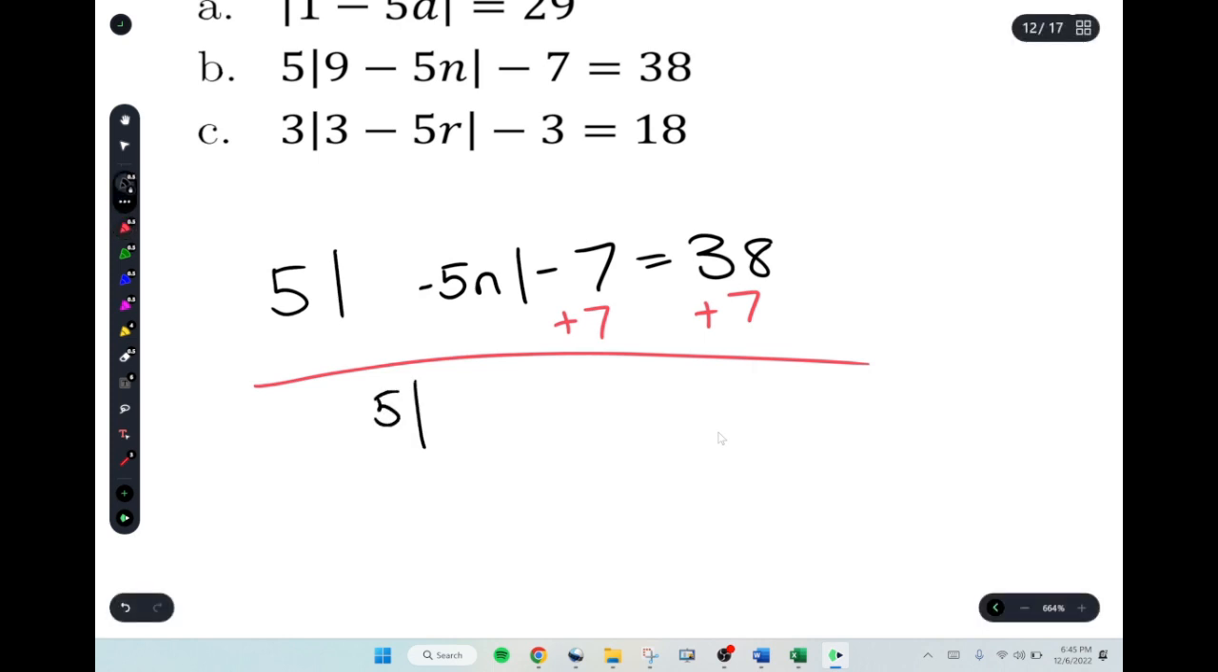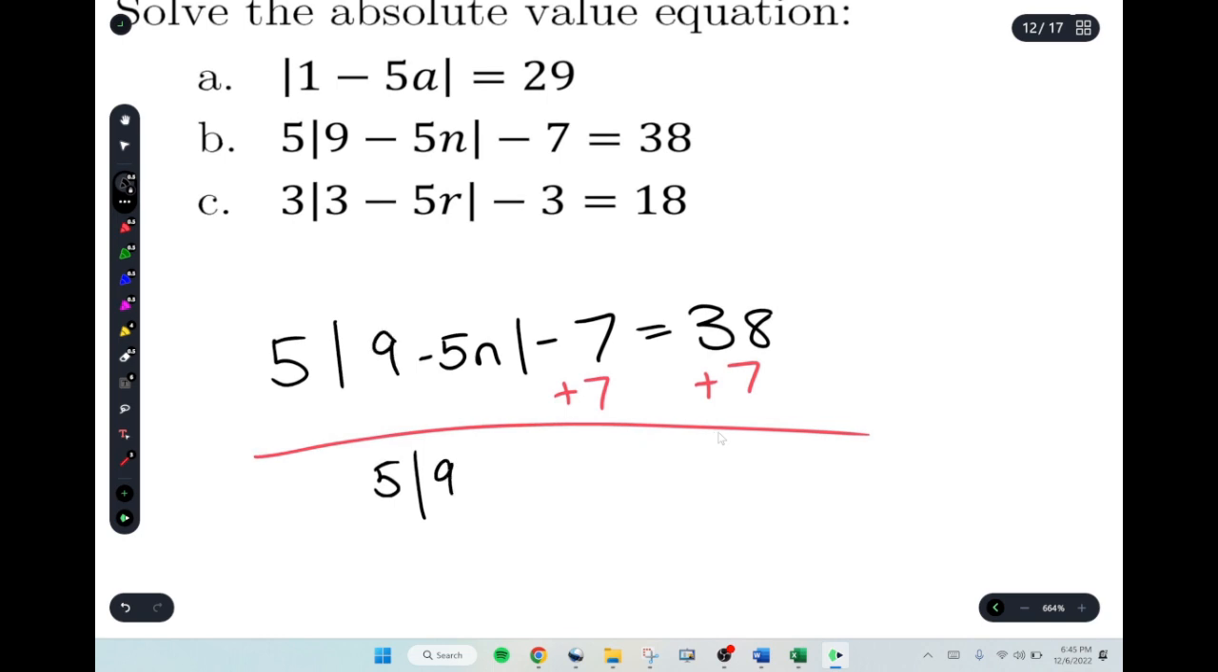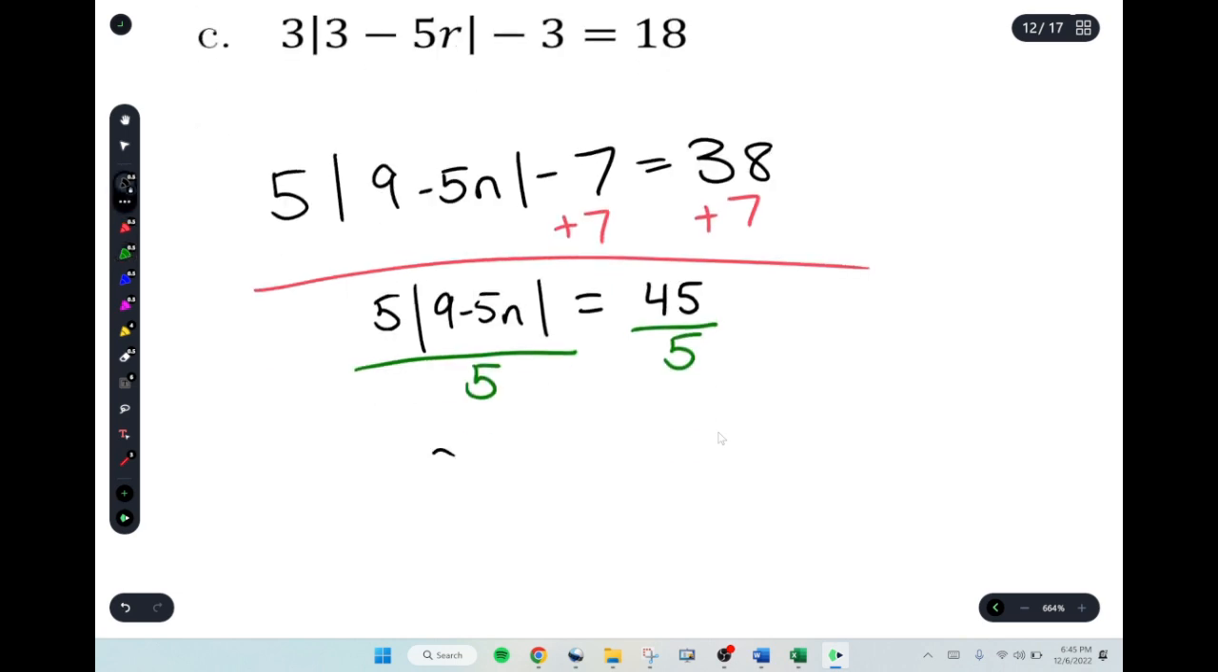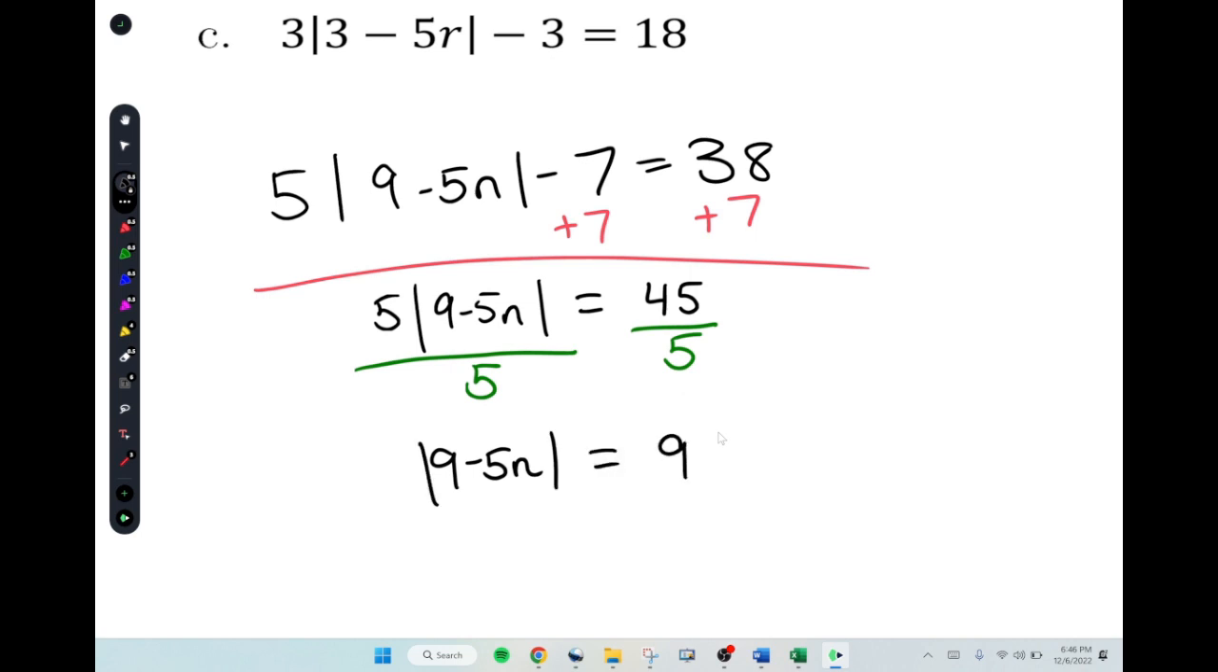5, absolute value of 9 minus 5n, equals, I'm bad at math, 42, 45. 45? Oh, look at them teeing us up for a slow ball. 45 divided by 5 is 9. Now we've got a choice to make. What do we do with its absolute value?